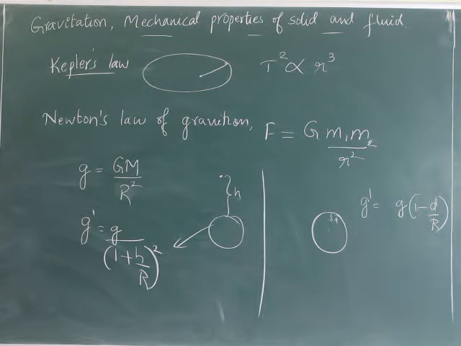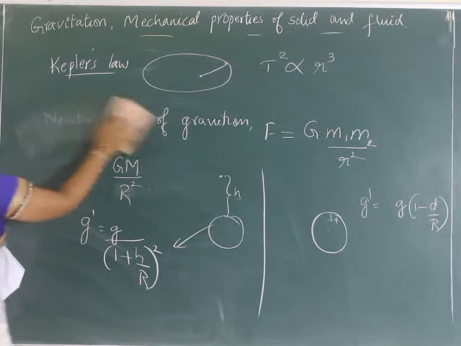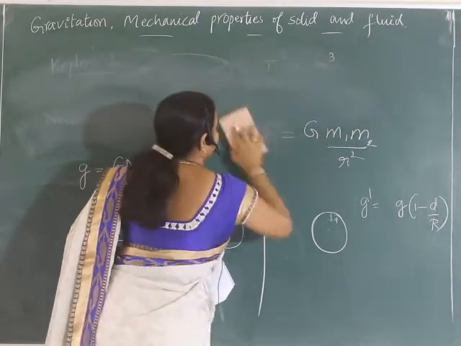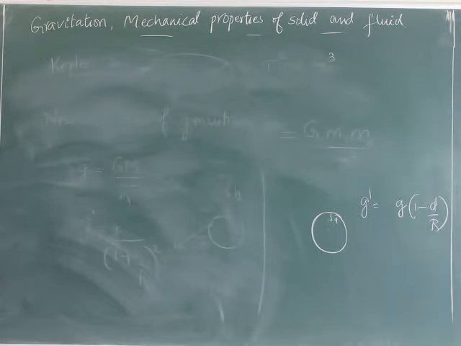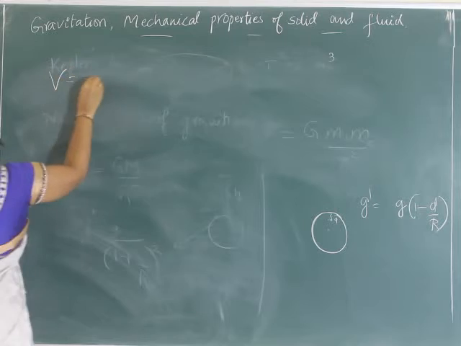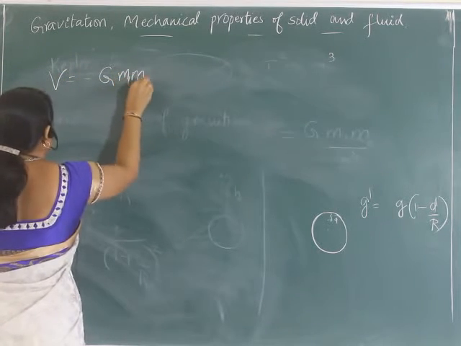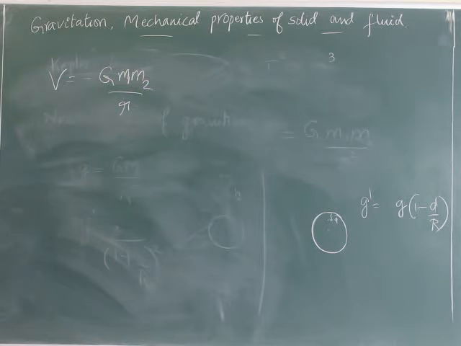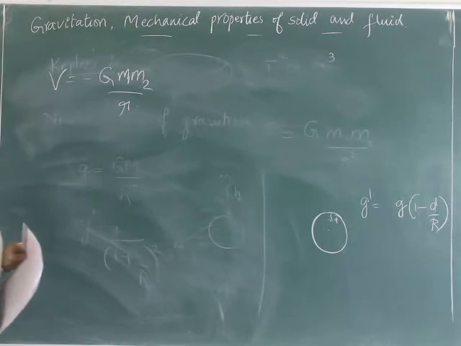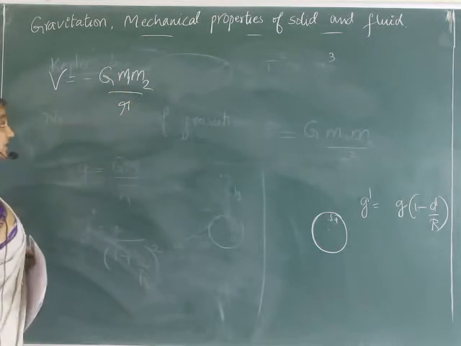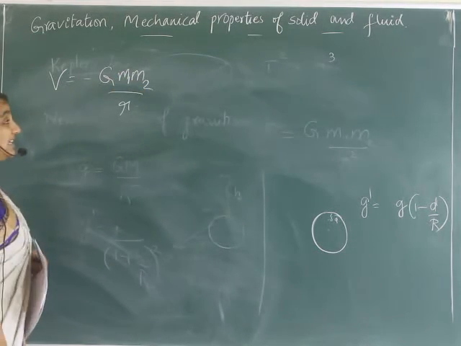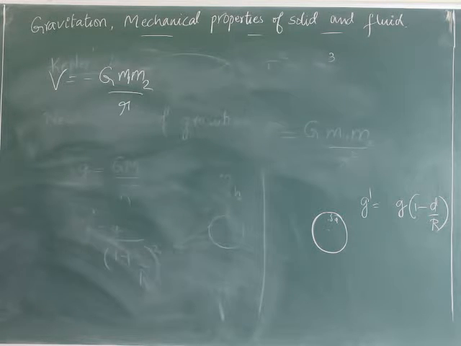Next, gravitational potential energy associated with two particles. What is the expression for the gravitational potential energy you have learnt? V is equal to minus G m1 m2 by r. This is the expression for gravitational potential energy, where G is the universal constant, m1 and m2 are the masses of the two particles, r is the distance between the two particles. So this is about the gravitational potential energy.